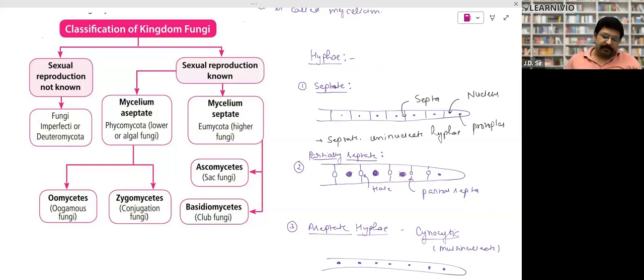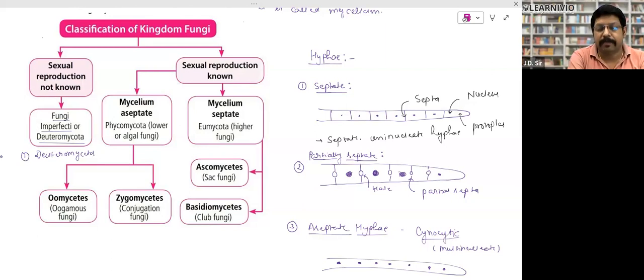The basic classification of fungi has been done on the basis of their reproduction. There are some fungi where the sexual reproduction is not known till date, so those fungi are not perfect fungi. We have given them the term imperfect fungi, or fungi imperfecti. We have made a class for these fungi, and the name of the class is Deuteromycota, or Deuteromycetes. So Deuteromycetes is the first class.